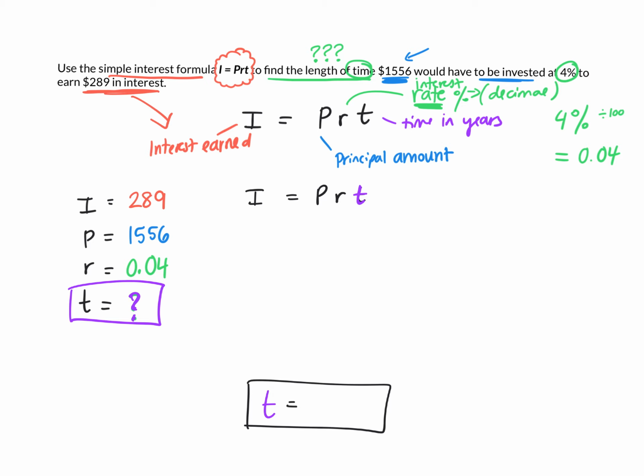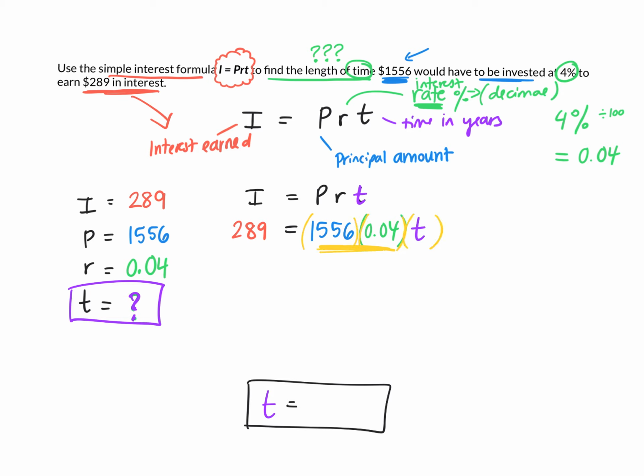So let's start by plugging in our values. Instead of writing I, I'm going to put 289 is equal to P, which is represented by 1,556, times the rate, which is 0.04, multiplied by T. Now we have to simplify, and we have to rearrange this equation to isolate for T. So what's the first thing we want to do? We want to simplify 1,556 times 0.04, because all of this is multiplied together.